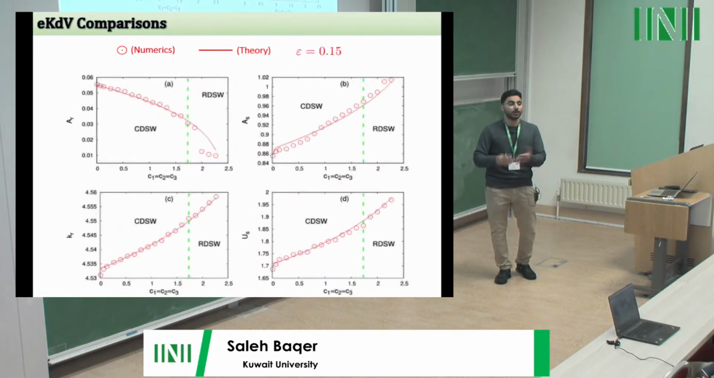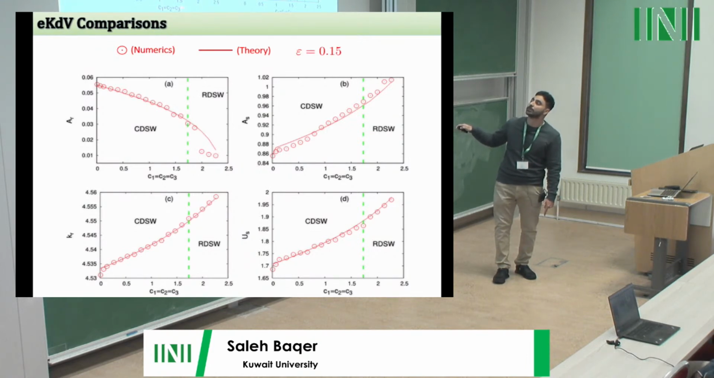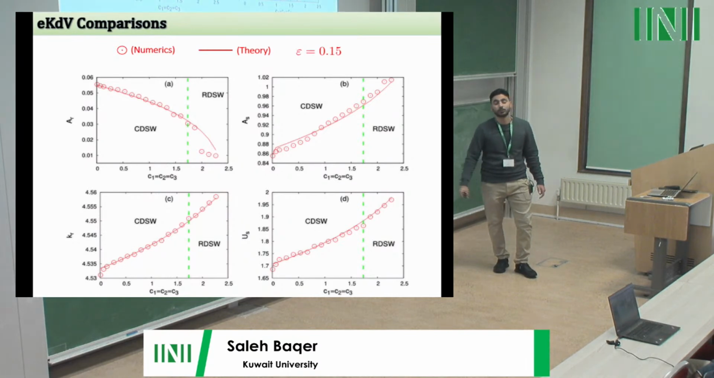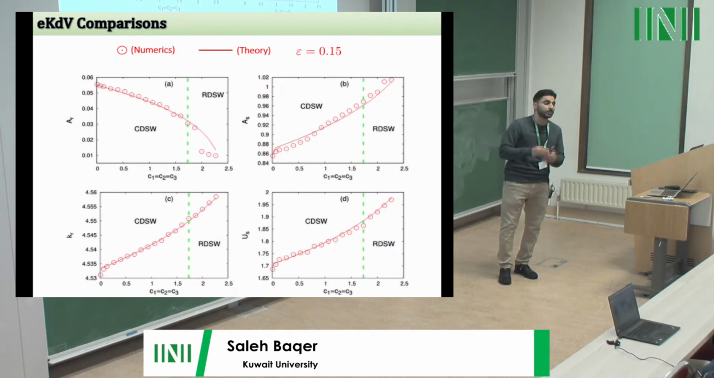For the extended KdV equation, you have the initial jump, you have epsilon, you have C1, C2, C3, C4. So there are many ways you can create a crossover dispersive shock wave, and I'm just picking one. You fix C4, you fix epsilon equals 0.15, and you take C1 equals C2 equals C3. Again, this is for the resonant amplitude. This is the solitary wave amplitude at the edge of the dispersive shock wave. This is the resonant wave number, and this is the Whitham shock velocity. What is interesting here is that the validity of the Whitham shock for the crossover dispersive shock wave extends to the radiating dispersive shock wave.